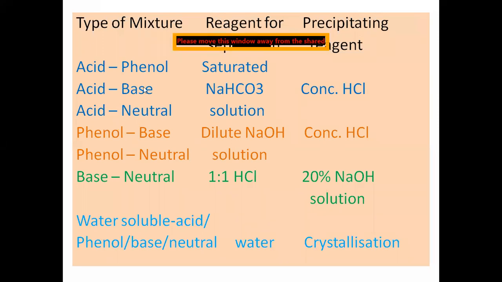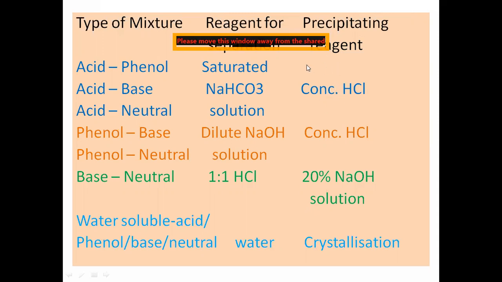For the acid phenol, acid base, acid neutral separation, you will take the saturated sodium bicarbonate solution. Because why? Because acid is there. In the saturated bicarbonate solution, the acid gets dissolved and you will get the other compound on the filter paper. And in that filtrate you add the precipitating reagent, that is concentrated HCl.